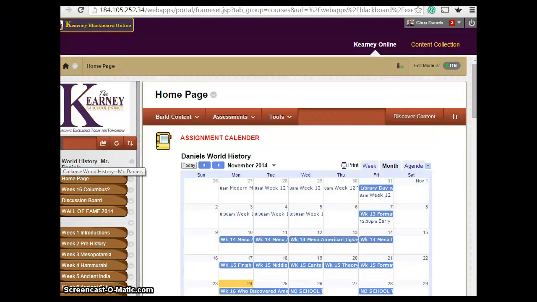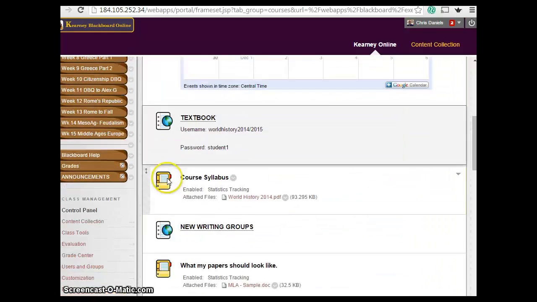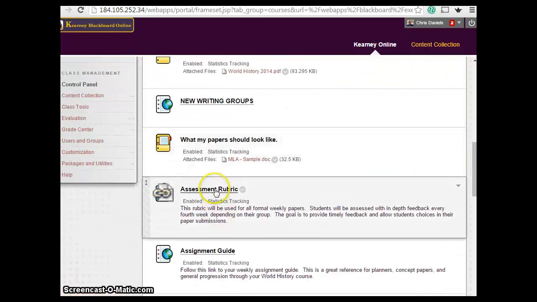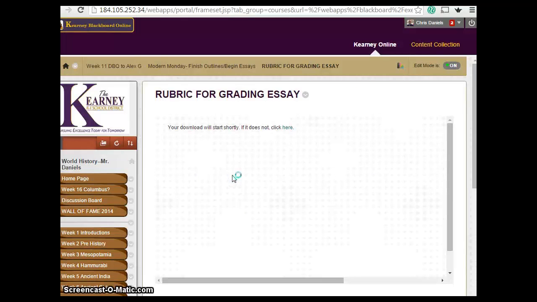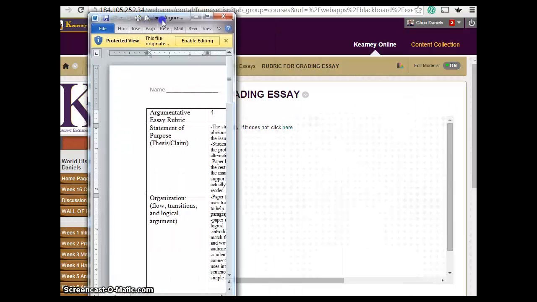All right, guys, starting on the home page, what you're going to want to do is scroll down. You're going to want to grab Assessment Rubric. It's going to take you to a rubric for grading the essay. As it launches, we'll pull it up.